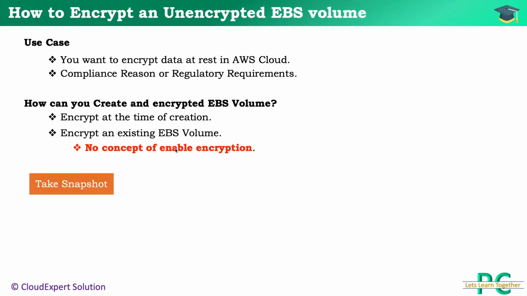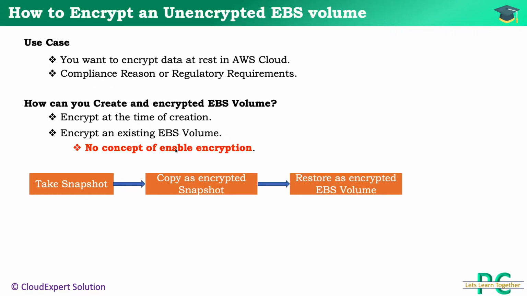Then what will be the steps to achieve this goal? First, you can take a snapshot of the existing unencrypted EBS volume. Then you can copy that snapshot as an encrypted snapshot. And then you can restore an EBS volume from that encrypted snapshot and it will be an encrypted EBS volume. There is another, shorter way. You can restore that unencrypted snapshot as an encrypted EBS volume. In today's demo, we will see both processes.